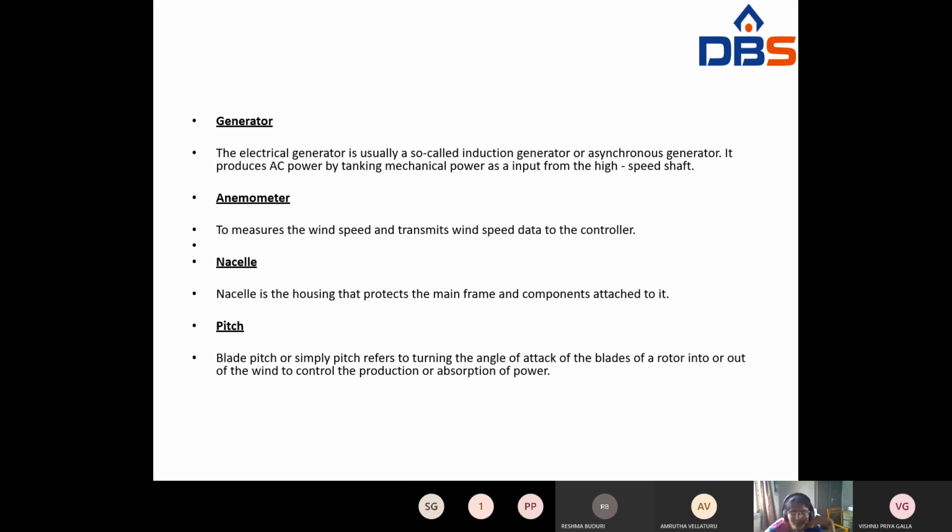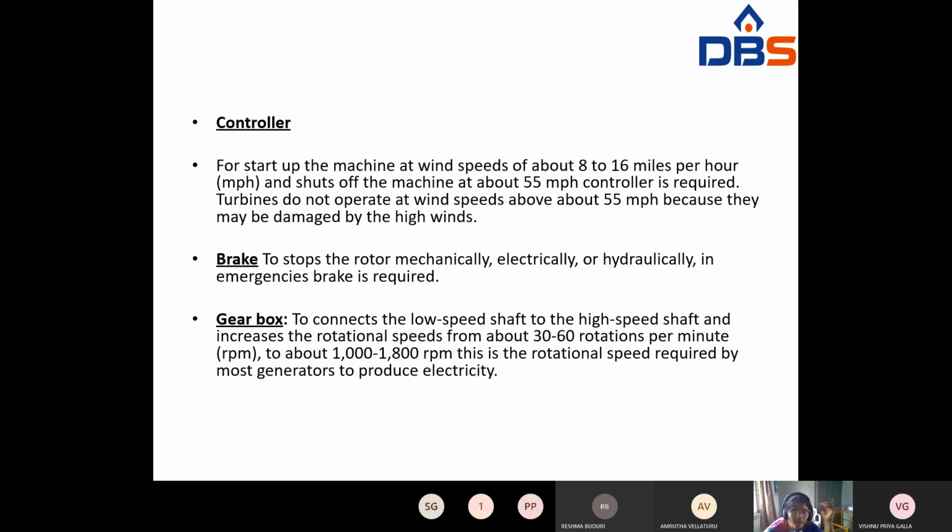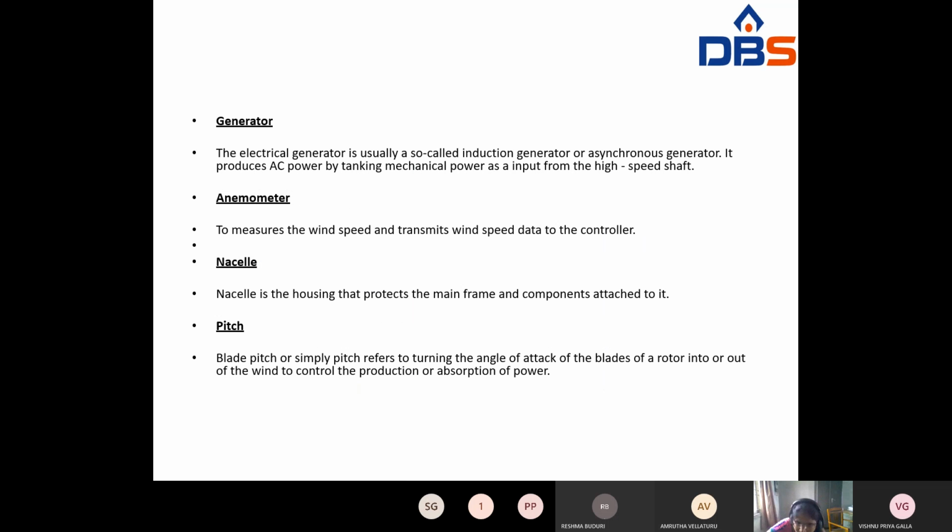Nacelle is the housing that protects the main frame and the components attached to it. This whole equipment is placed in one type of shielding to protect it. That is the nacelle. Pitch, or blade pitch, refers to turning the angle of attack of the blades of a rotor. Whenever the wind touches the blade, the angle at which the blade is turned is the pitch.